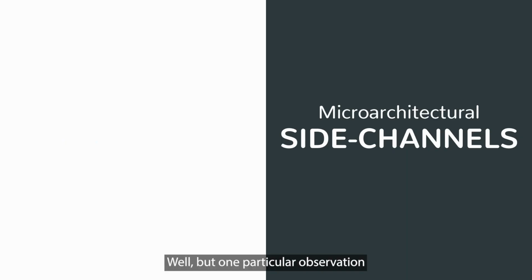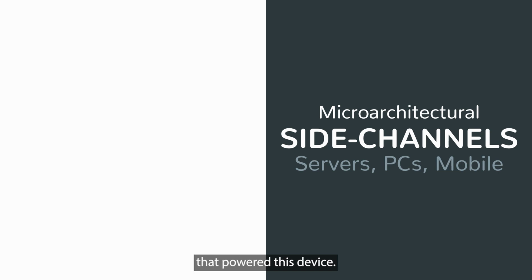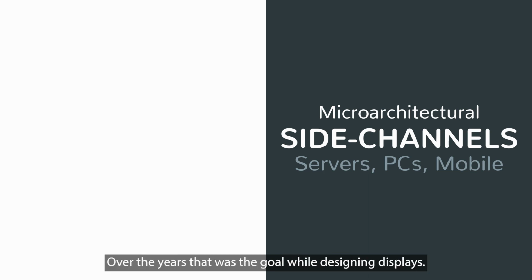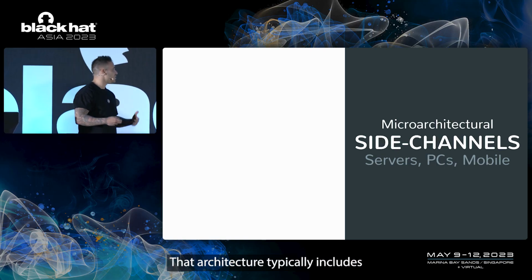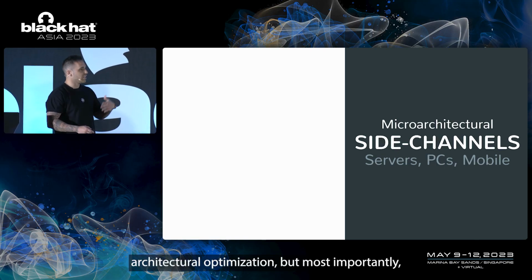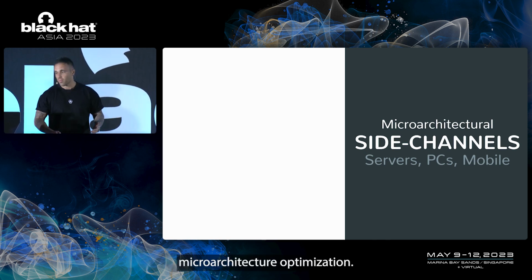One particular observation is that these microarchitectural side channel attacks mainly target servers, PCs, and mobiles, or the CPUs or microprocessors that power these devices. The reason is pretty simple and obvious. Over the years, the goal while designing these CPUs was to boost performance. To achieve these performance goals, architects typically include architectural optimizations, but most importantly, microarchitectural optimizations.